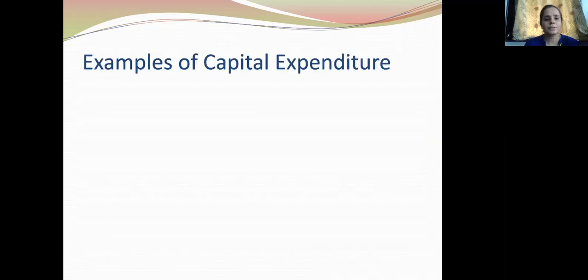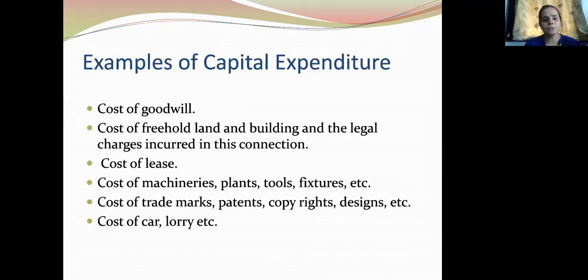Let us see examples of capital expenditure. See, purchase of goodwill, freehold land, building, lease, machinery, plant, fixture, trademark, patent, copyright, design, car, lorry, any asset you are buying. And the benefit of those assets is for a longer period. This type of expenses is called capital expenses.